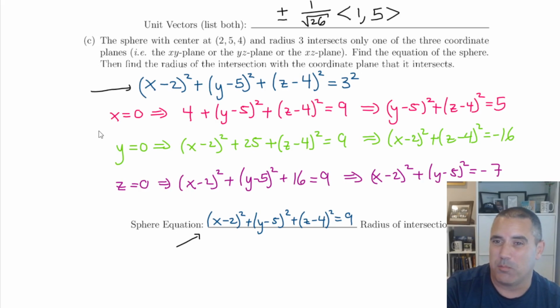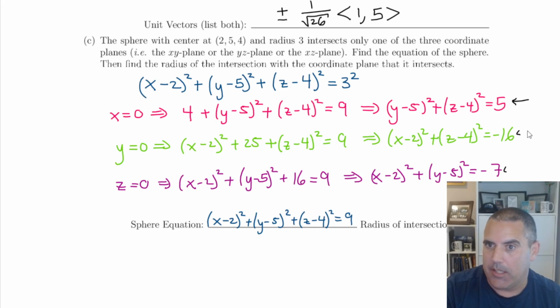Well, worst case, you could just plug each one in, which is what I did in these solutions. When you plug in x equals 0, this is what you get. When you plug in y equals 0 and find the intersection with the xz plane, this is what you get. But that doesn't make sense because that's a negative. We saw that in one of the homework questions. And same thing here, this doesn't make sense. So there's only one of these planes it intersects with, and it's the yz plane, and the radius is square root of 5.